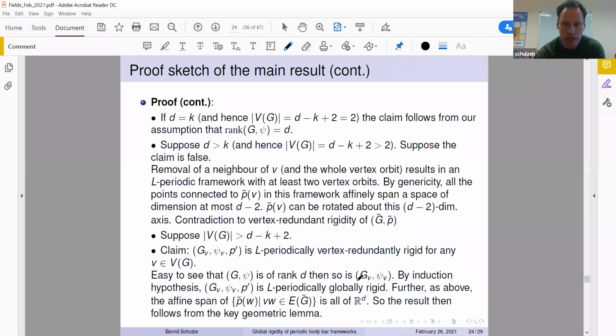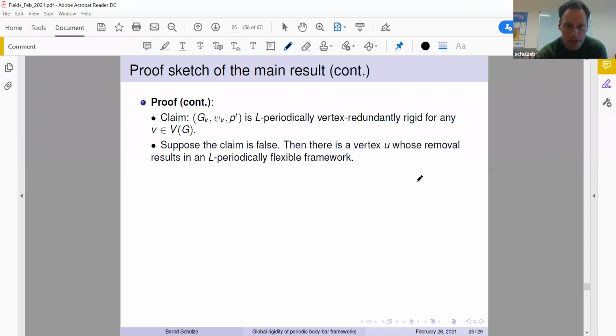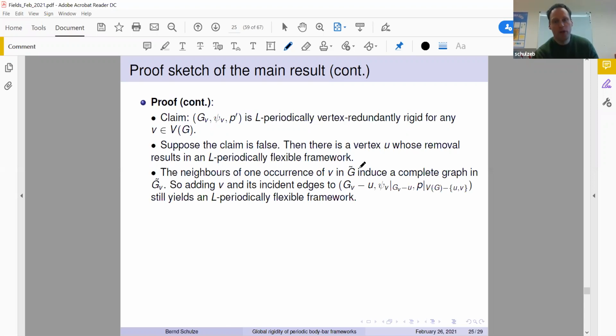Okay. So the only remaining claim here is that GV is actually vertex redundantly rigid. Okay, and this we can prove very easily. So this is the last slide of this proof sketch. So here's again the claim. So this GV is vertex redundantly rigid for any V. Well, if it's not true, then of course there's a vertex whose removal gives you a flexible framework. Okay, but now if you look at the lifting, so at the periodic covering, if you like, and we look at one occurrence of V, then the neighbors of V in this graph GV form a complete subgraph, right? This is by definition of GV.